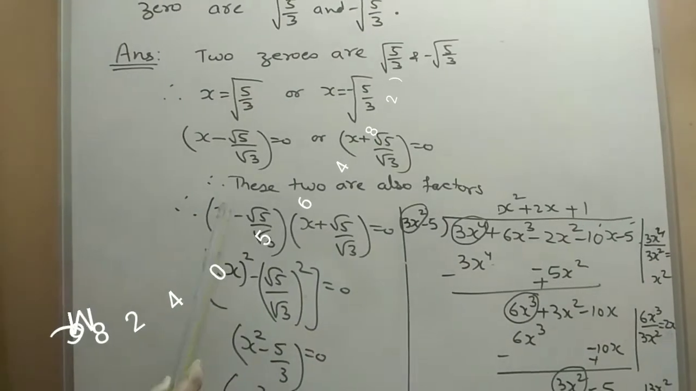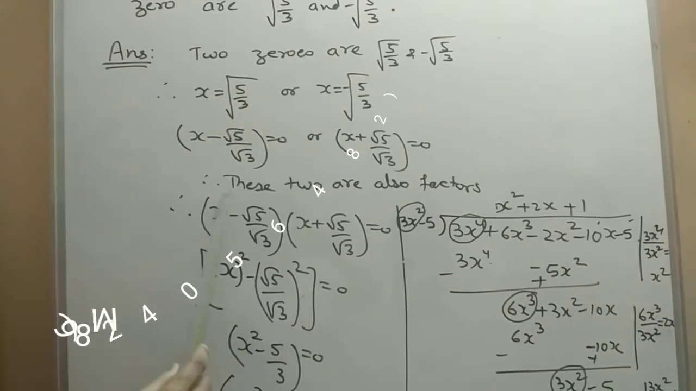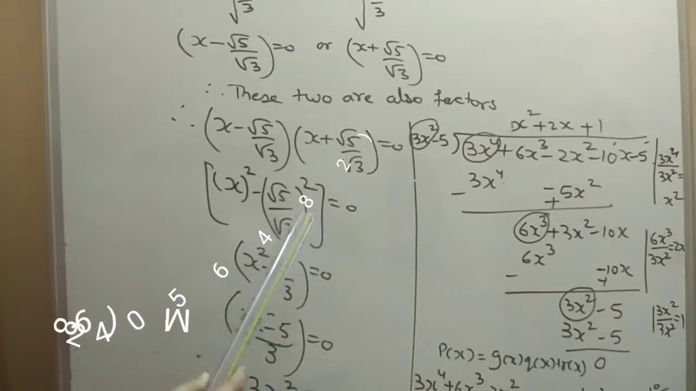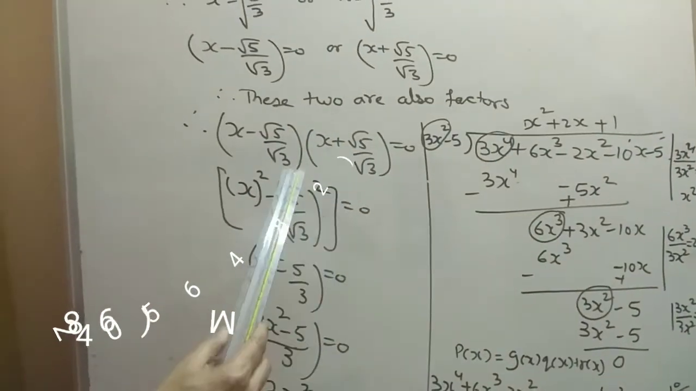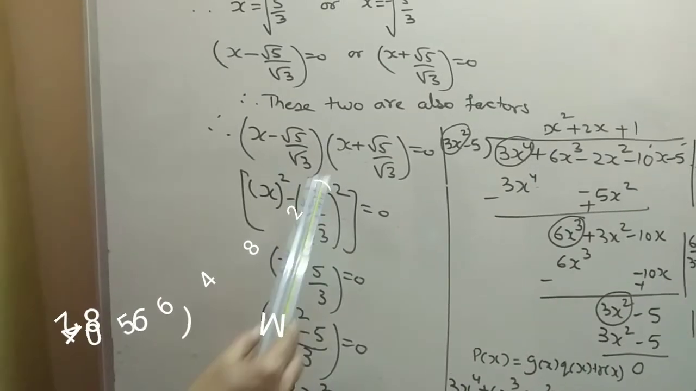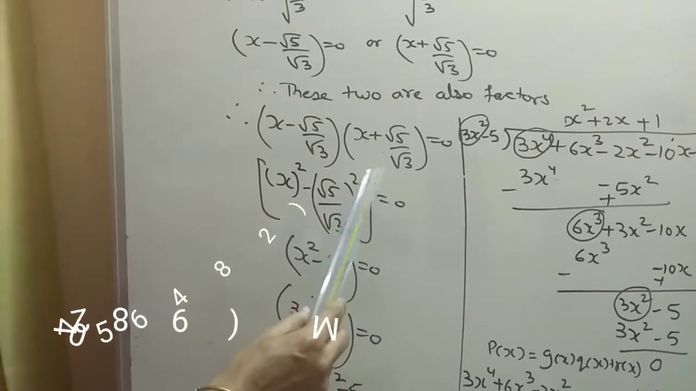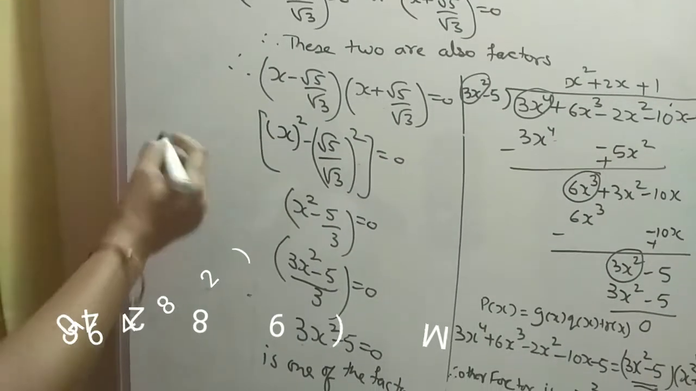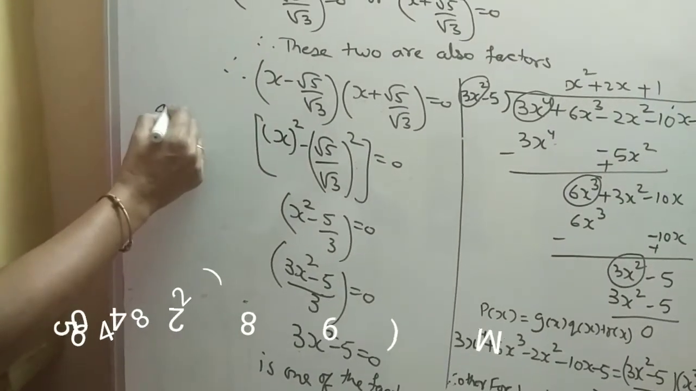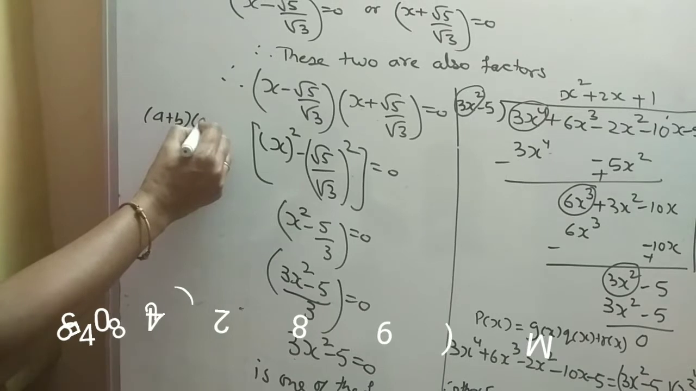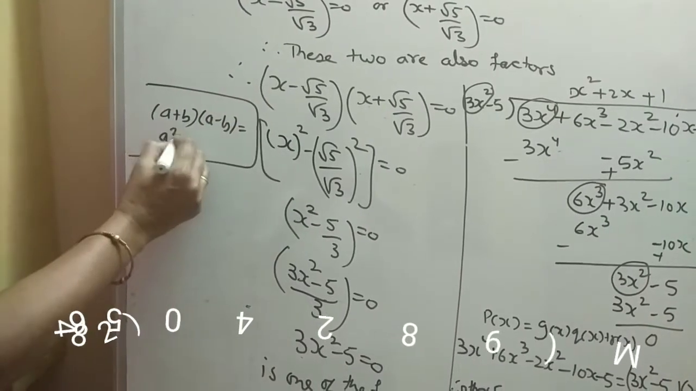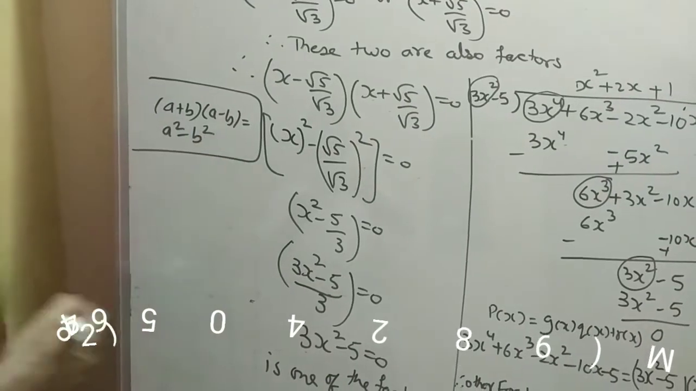That means square of the first term. Here the first term is x. So square of the first term minus square of the second term. The second term, whatever it is, you have to write down as it is, and square of it is equal to 0. Here which formula have we used? We have used the formula a plus b into a minus b is equal to a square minus b square.